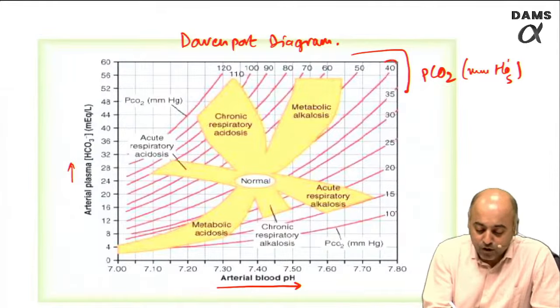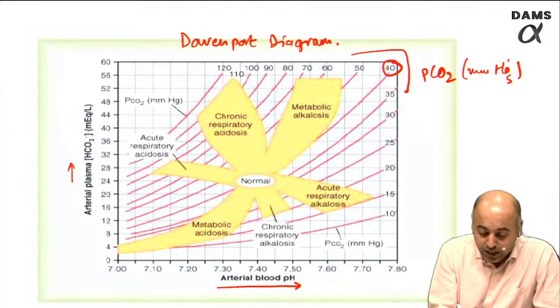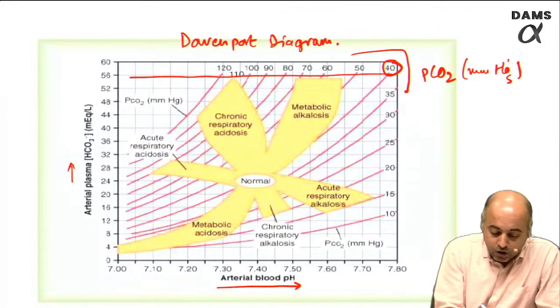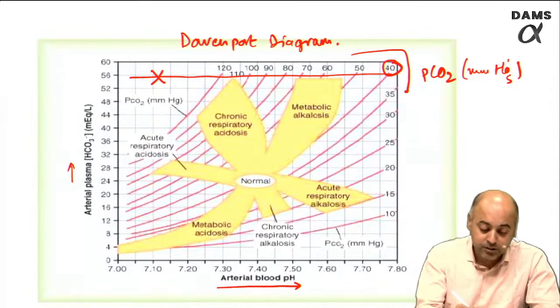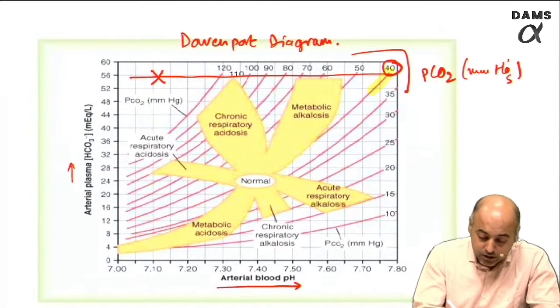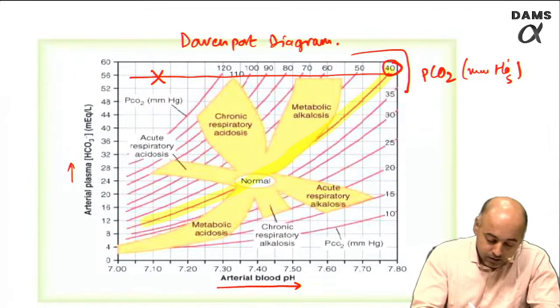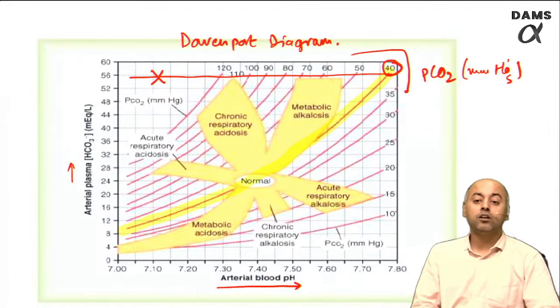For example, if 40 is written here, the value of pCO2 is not along this straight line. Please keep in mind, it is not along this straight line. Where is it present? It is present along this curved line. It is present along this curved line.